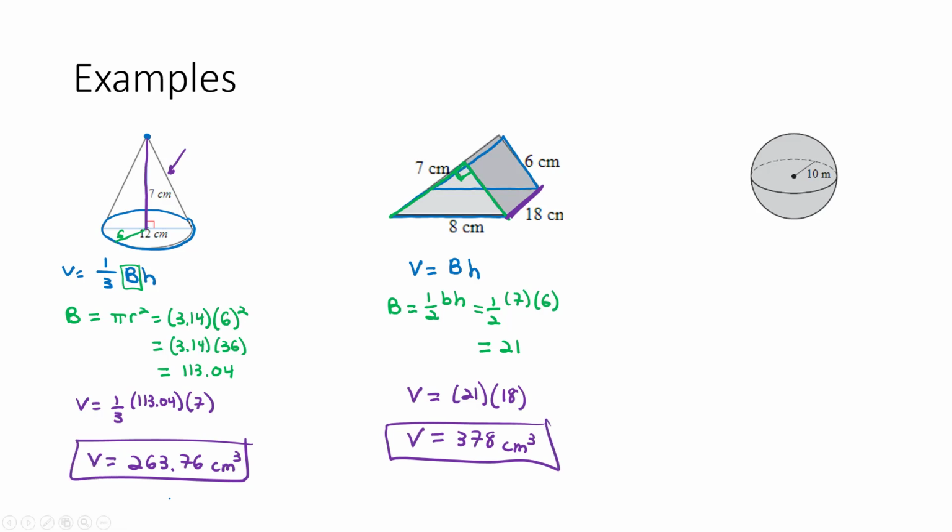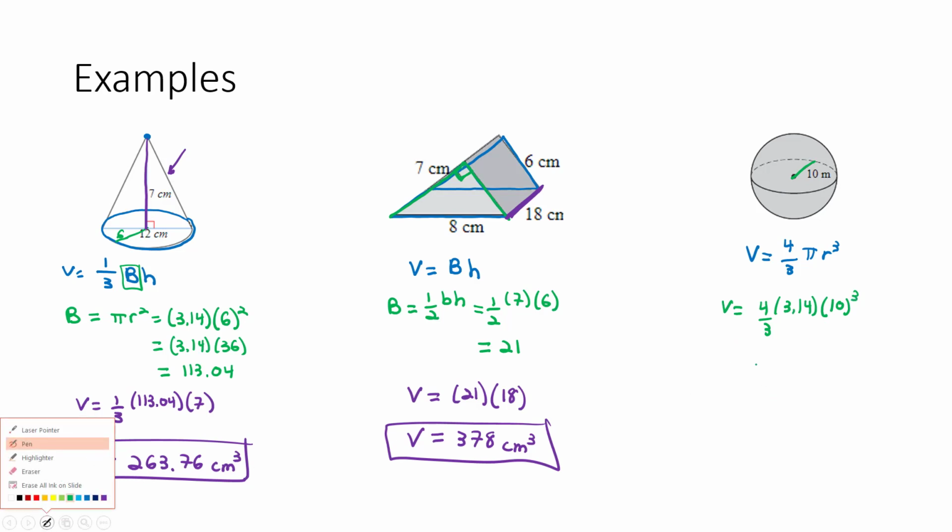This last example is a ball or a sphere, and we know the volume for a sphere is 4/3 pi r cubed. And so we're just going to go straight to plugging stuff into that formula. Volume equals 4/3 times pi, which is 3.14, times r, the radius, which it gave us, the center to the edge, is 10 cubed. And I'll go ahead and do that 10 cubed on my calculator. So the volume is equal to 4/3 times 3.14, and 10 cubed is 1,000.